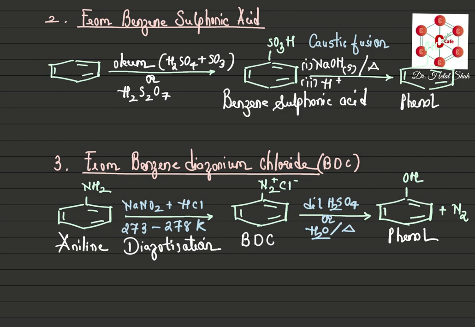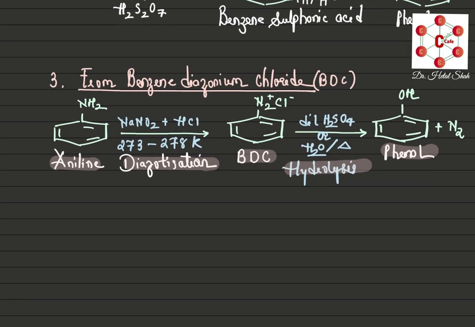And the reaction has a special name. It is called hydrolysis. So this here is hydrolysis. This one was diazotization. Yeah? So this is your third way of getting phenol. Hydrolysis of benzene diazonium chloride, as they call it.